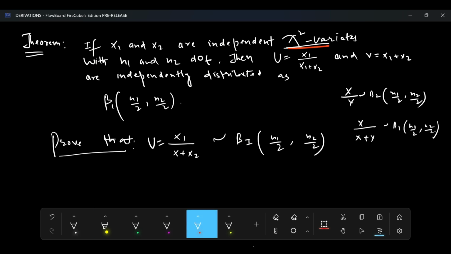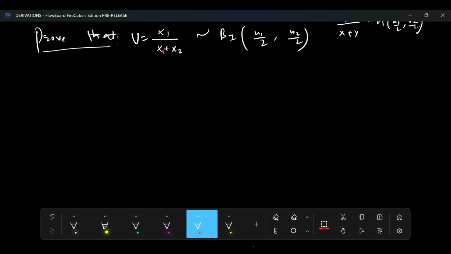In place of chi-square, if it is written that x1 and x2 follow gamma distribution, then also you can say x1 divided by x1 plus x2 will follow beta distribution. Clear? So in place of this, if x follows gamma n by 2 comma 1 by 2 and y follows gamma n by 2 comma 1 by 2, then you can say that it will follow beta, as chi-square is a special case of gamma distribution. Clear? So now let's prove this theorem.